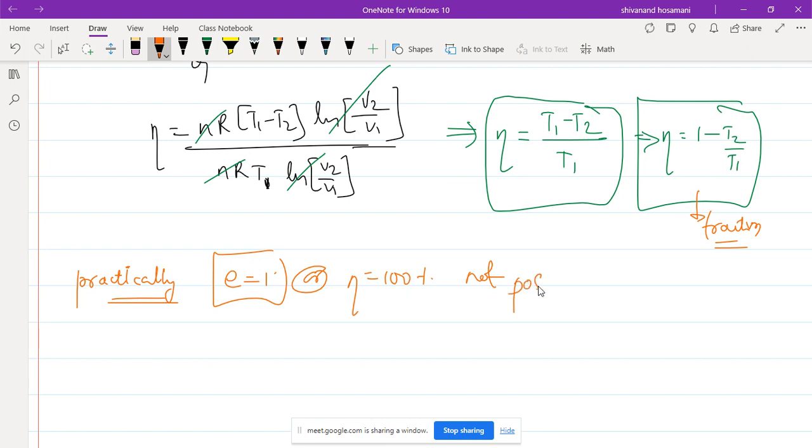Now, which engine do we treat as the ideal engine here? We treat the Carnot engine as the ideal engine. And it is valid only for real and ideal engine.